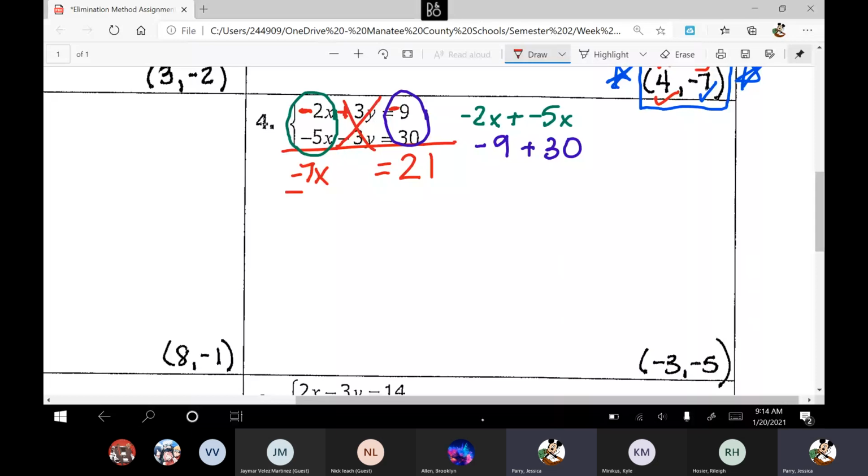Awesome, good job. So for this, we're going to divide by negative 7. So then x equals negative 3. Good job. You can check down here. X is negative 3. So that means we can go on to our next one.